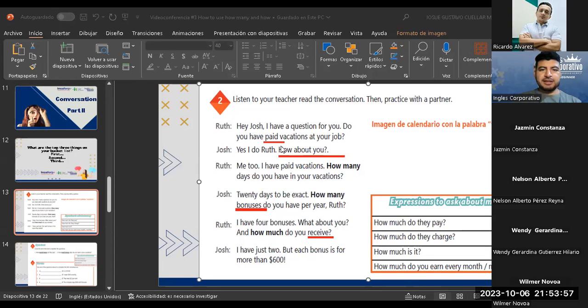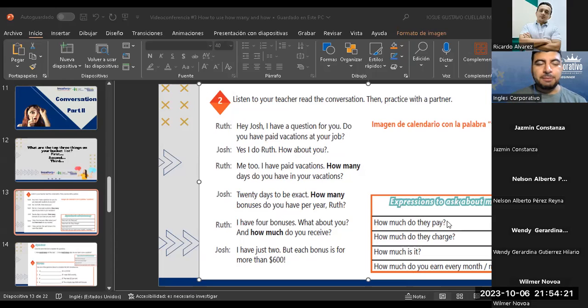Well done, my friends. Thank you. Very nice pronunciation. La verdad es que pronuncian bastante bien en general este grupo. I like it. Okay. So, to finish this, let's focus on this. Aquí tenemos expressions to ask about money. Expresiones que expresan con respecto al dinero.